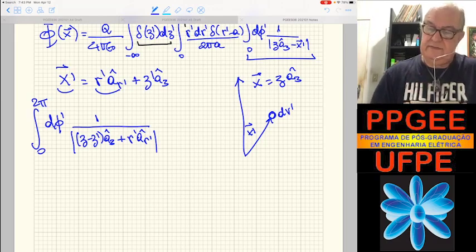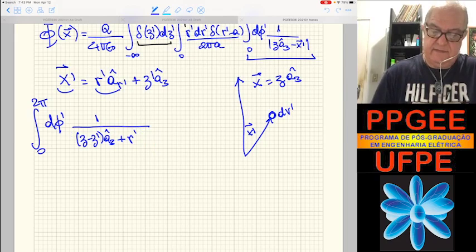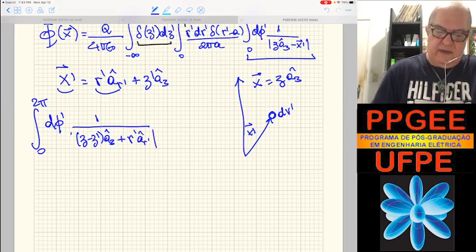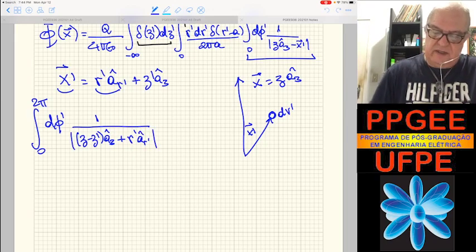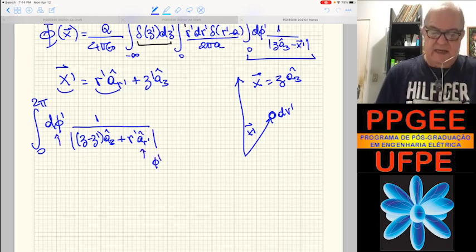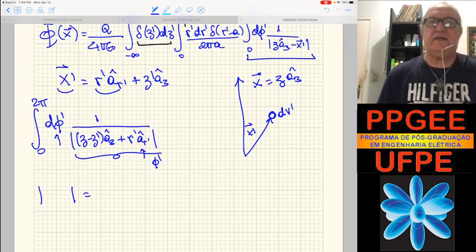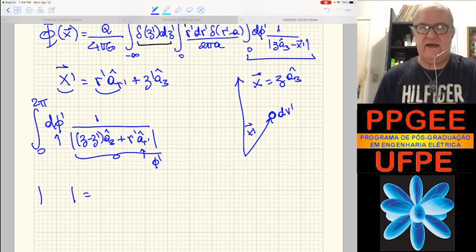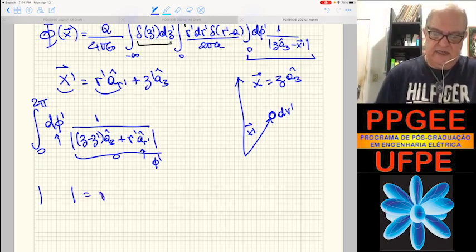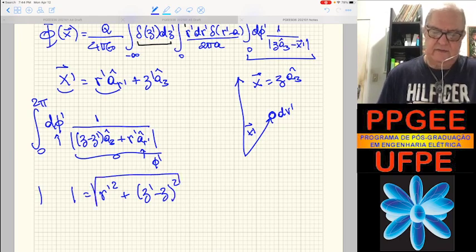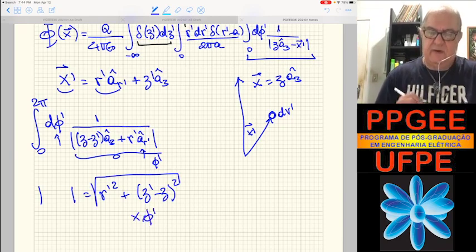Even though this versor here depends on phi prime, which is the variable of integration, the magnitude of this vector is constant. This magnitude equals the dot product of the vector with itself, which is r prime squared plus (z prime minus z) squared, right? So this is a constant, it doesn't depend on phi prime.